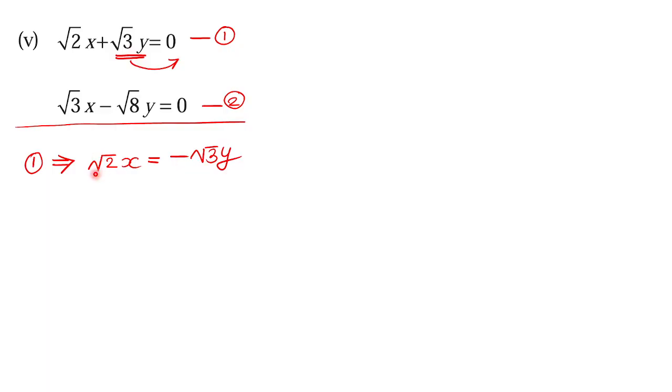Now I can take this root 2 to the other side. Is there any problem? No, no mistake. Can I take this root 2 to the other side? Yes. So x equal to minus root 3 divided by root 2, since this root 2 becomes divided by root 2 on the other side. It's very simple, right? Root 2 goes to the other side. x equal to minus root 3y by root 2.